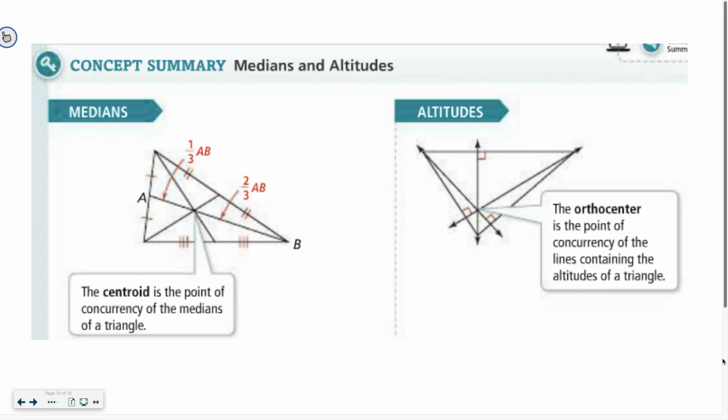And then here's the quick summary. Median, remember, has the centroid. That's 2/3 of the way from the vertex to the centroid. And the altitude, where they all intersect, is called the orthocenter. And altitudes on obtuse triangles can be outside of the triangle, okay? Make sure you remember that.